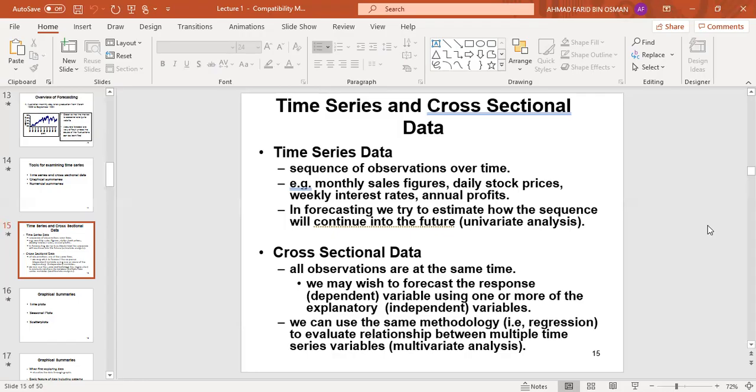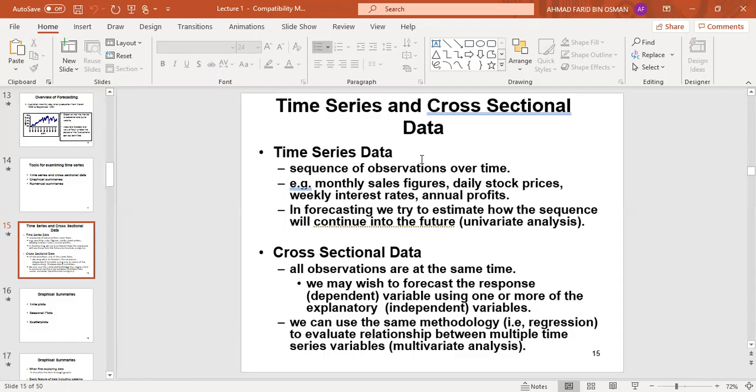So cross-sectional data: all observations are given at the same time, or are collected at the same time. For example, if you collect data of the weight of a person, annual weight for one person for 20 years, that's what we call time series data.